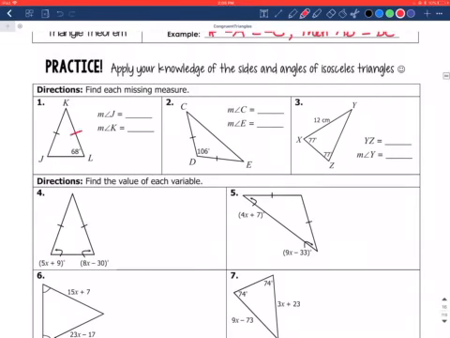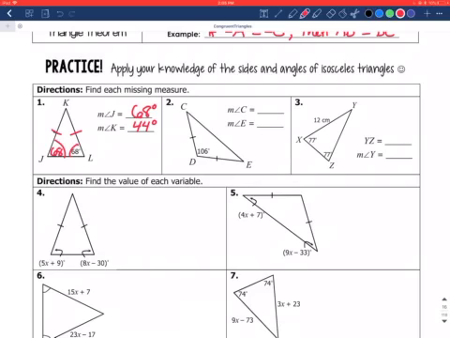So for number one, these two sides are congruent, so we know the two base angles are congruent. That means that J has to be 68. And what we would do there is use triangle sum theorem, and 68 plus 68, subtract that from 180. That will give us 44.